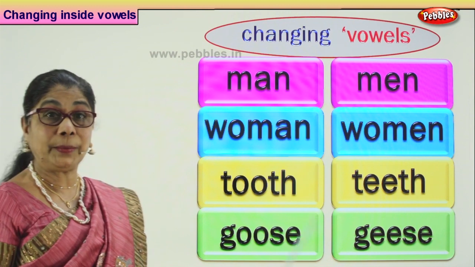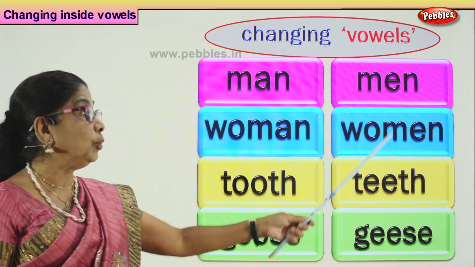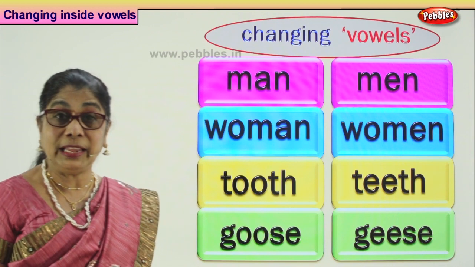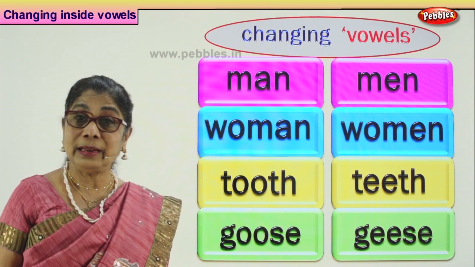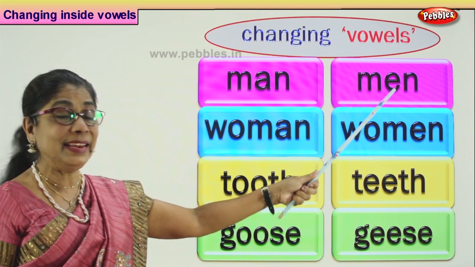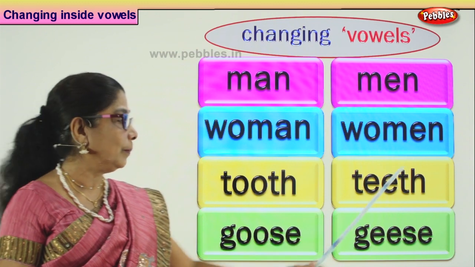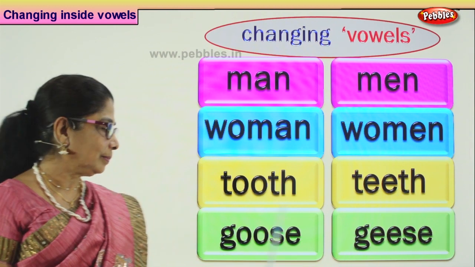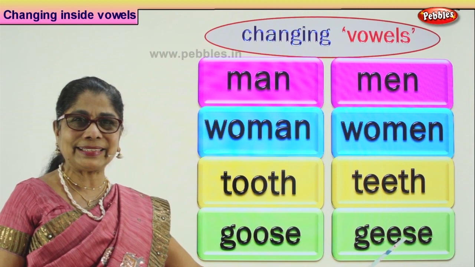We are changing the inside vowels to form the plural form. Let's read them carefully. While you read, focus on the inside vowel as it changes. Man, men, woman, women, tooth, teeth, goose, geese. Good.